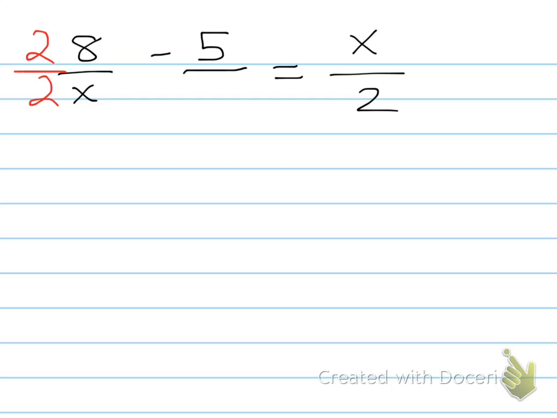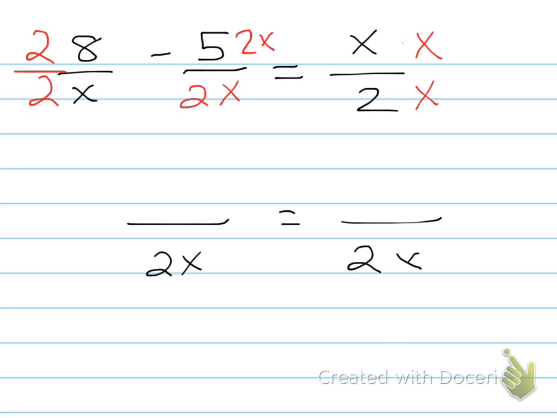Okay, and now what about this 5? We have to put a 2x down there. So if we're going to put a 2x down there, we better put a 2x up top. Now for the one on the right here, we have a 2 already, so we just need an x, so we're going to put an x up top as well. Once you have that common denominator, you can apply the subtraction sign.